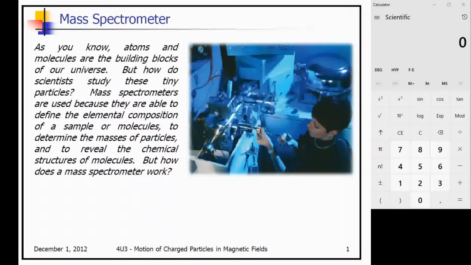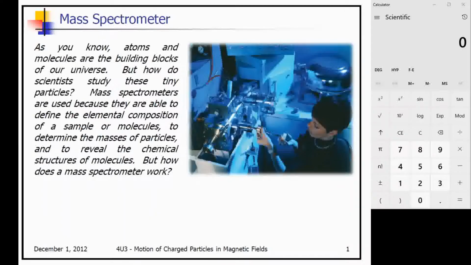Now this slide here introduces us to the idea of a mass spectrometer. It says atoms and molecules are the building blocks of our universe. But these are really, really small particles. So how do scientists study these particles? One thing we use is a mass spectrometer. These mass spectrometers are able to define the elemental composition of a sample of molecules, to determine the masses of particles and to reveal the chemical structures of molecules.